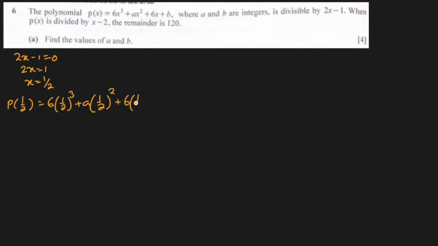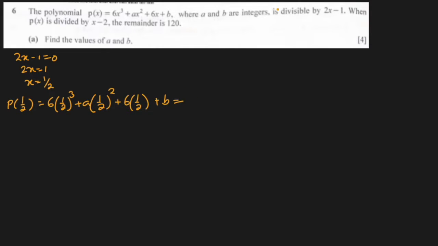So in such a case, what do we do? First, we equate the divisor equal to 0. So 2x minus 1 equal to 0. We get 2x equal to 1. That means x is 1 half. And then substitute whatever you got into the polynomial as x. So P(1/2) is equal to 6 times (1/2) cubed plus a times (1/2) squared plus 6 times (1/2) plus b.